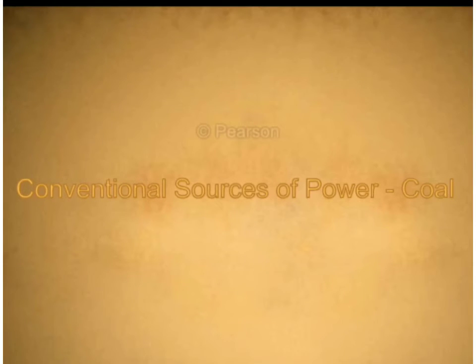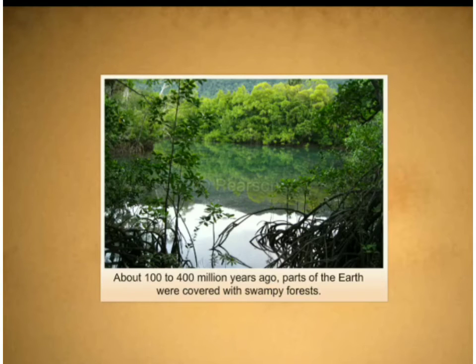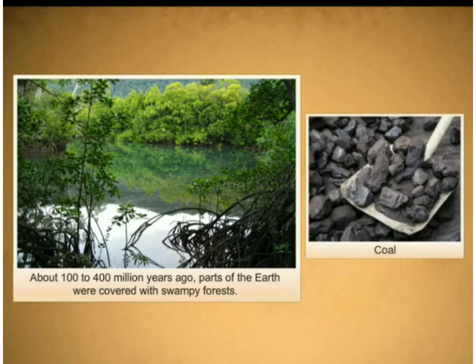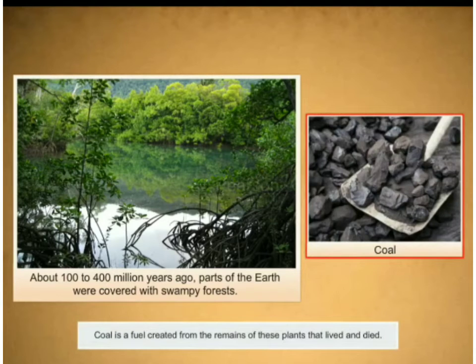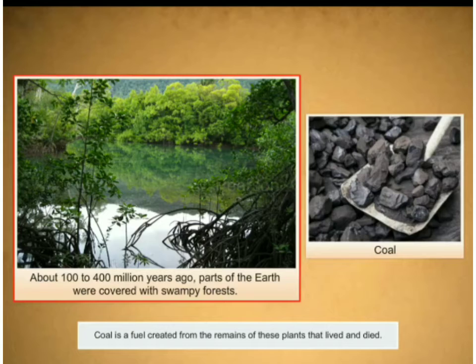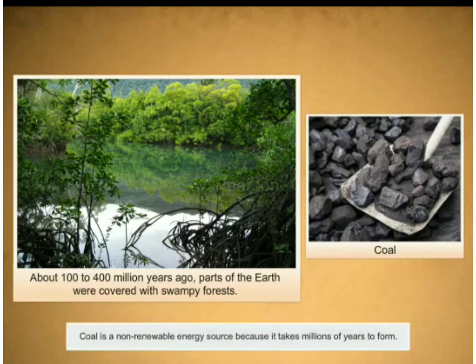Conventional sources of power. Coal. About 100 to 400 million years ago, parts of the earth were covered with huge swampy forests. Coal is a fuel created from the remains of these plants that lived and died. Coal is classified as a non-renewable energy source because it takes millions of years to form.